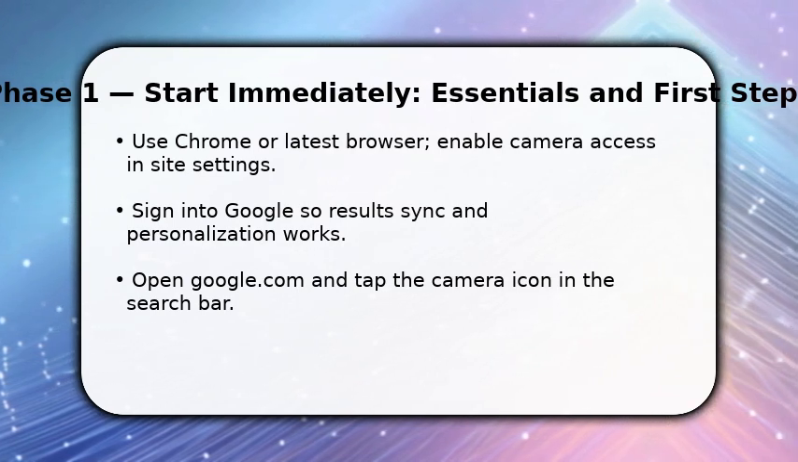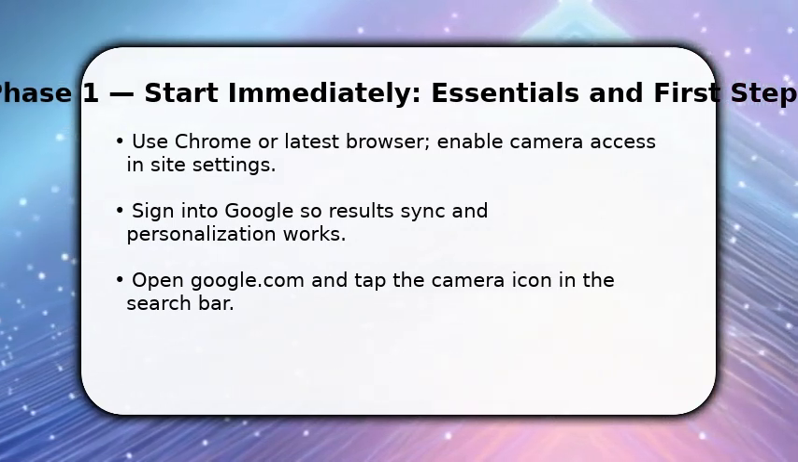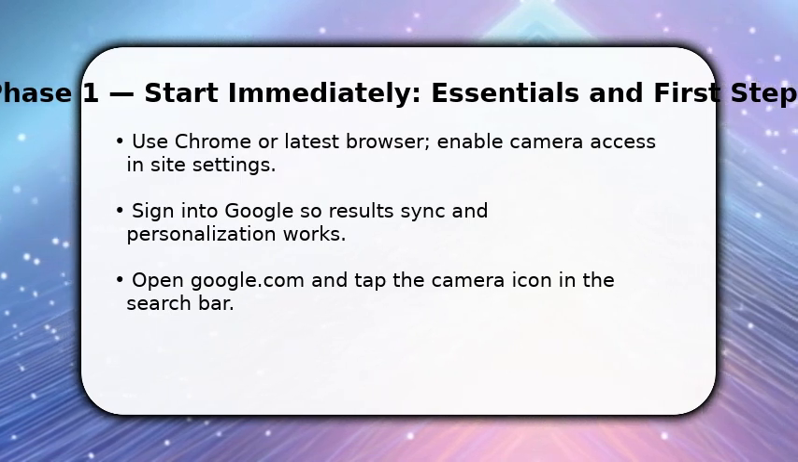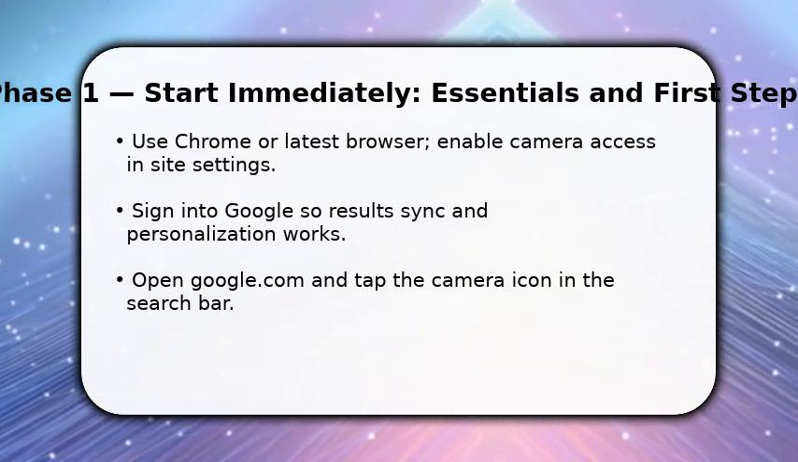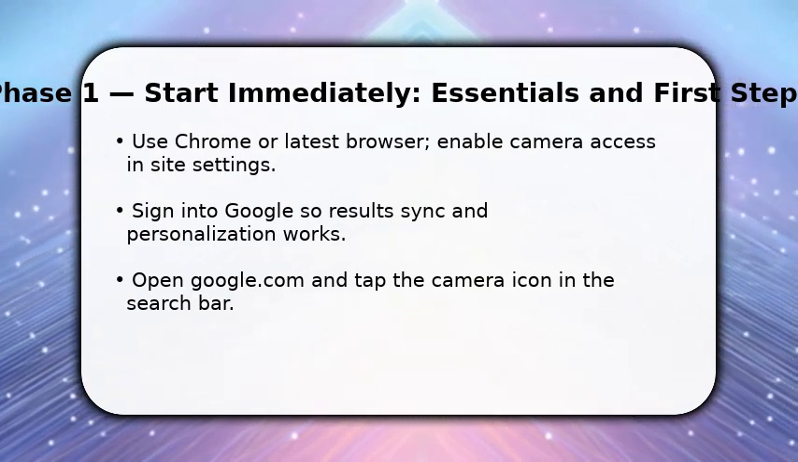Now, open Google and tap the small camera icon in the search box. This triggers Google Lens. You're starting the visual search flow. Make sure lighting is good and the subject fills most of the frame because clear input yields better matching results.